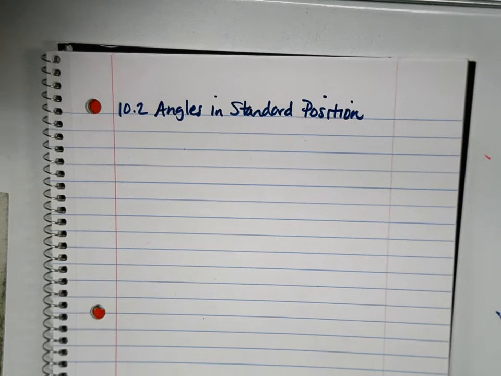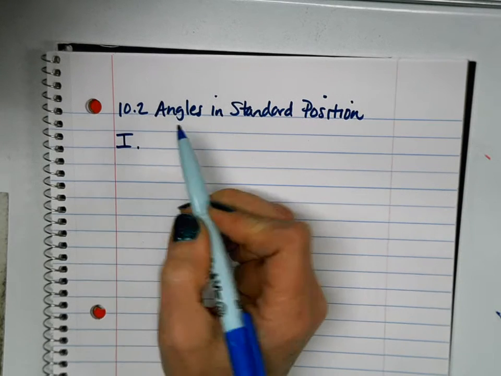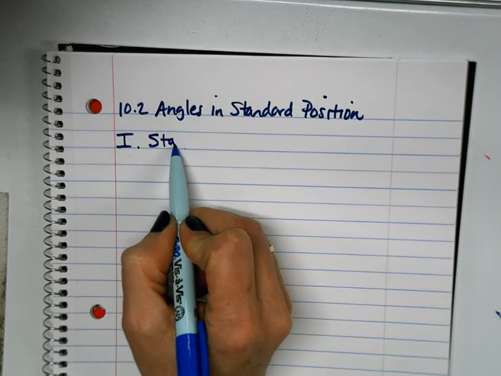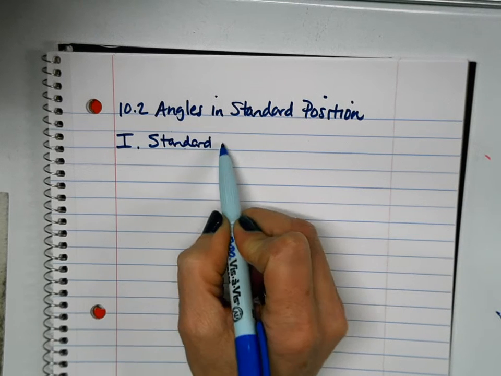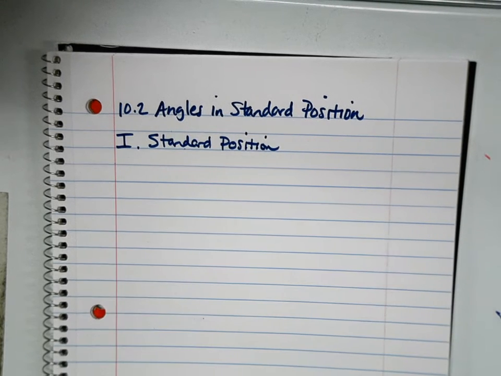So this is 10.2 today, angles in standard position. I'm going to show you first of all how to draw an angle in standard position. So can you write Roman numeral 1, standard position? What does it mean for an angle to be in standard position?